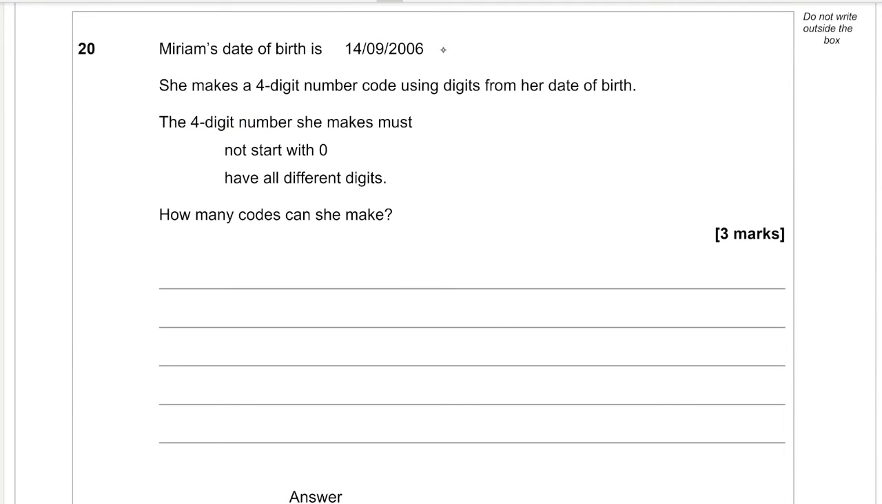Miriam's date of birth is the 14th of September 2006. She makes a 4-digit code with these digits, and it must not start with a 0, and it must have all different digits. So let's first start by listing all of the possible digits in her birth date, and there are 6 of them. And then I'm going to draw 4 slots, and we're going to put how many digits can go in each possible slot.